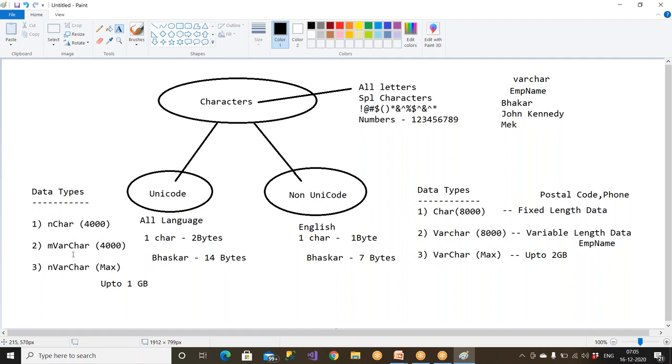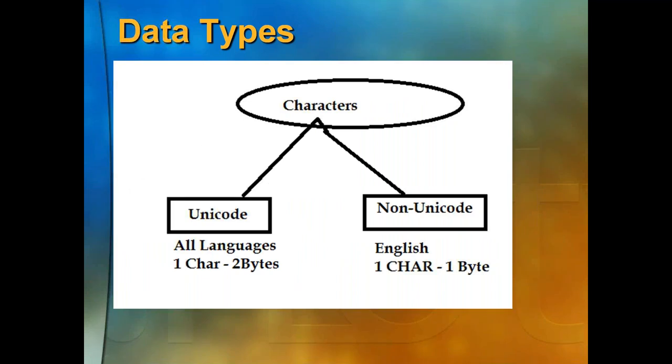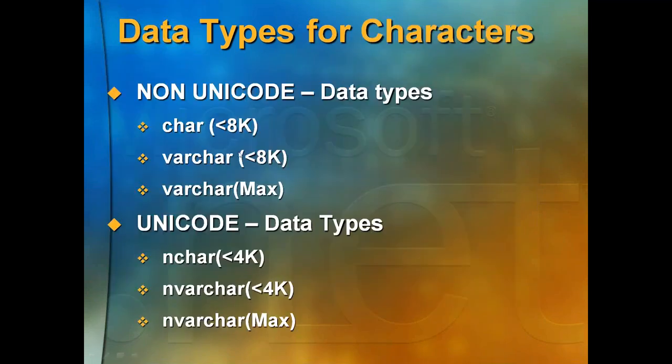Variable length data and nvarchar max means up to 1 GB of data. It is going to support all these things, all letters, special characters, everything. Guys, am I clear? Any questions? So these are the data types we have. One is called Unicode data. The second one is called non-Unicode data. Are you clear? So this is what I explained.